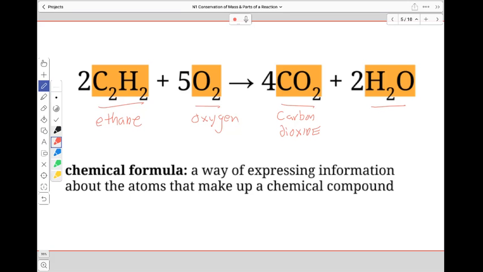And this would be water. So if I were to use words to describe the chemical reaction, I would say ethane plus oxygen makes carbon dioxide and water. So these over here are my starting materials. And these are my ending materials.